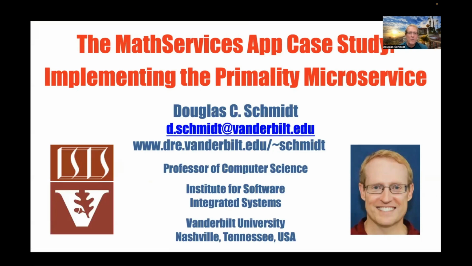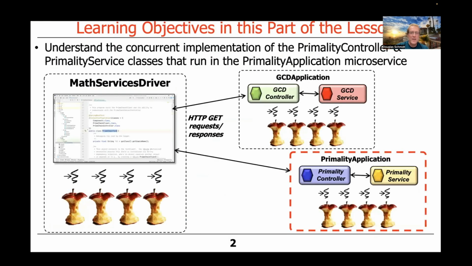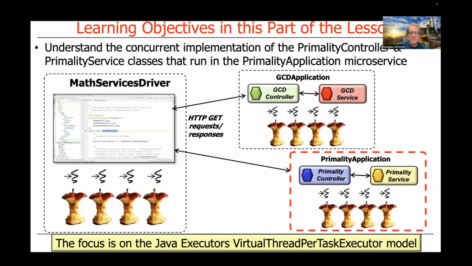So now that I've given you an overview of the structure and functionality of the Primality microservice, let's go ahead and take a look at its implementation. And so again, keep in mind that this is going to focus on the way this code uses the Java executor's new virtual thread per task executor model.